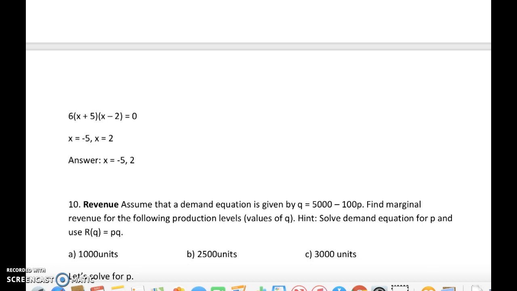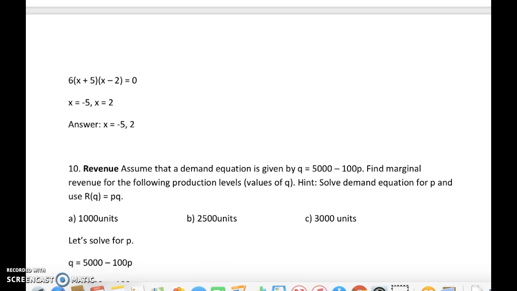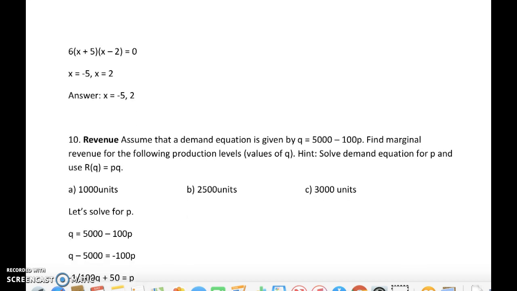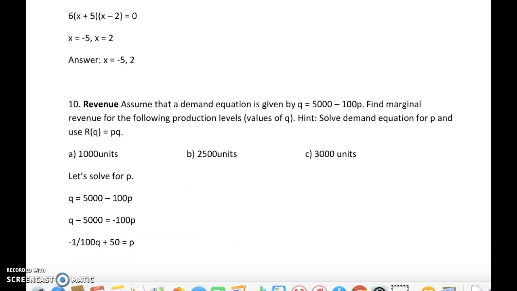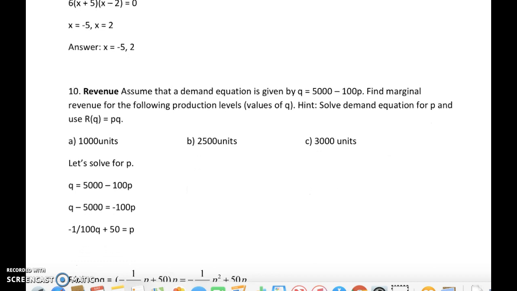So let's take this equation and solve it for P. If we have Q is equal to 5,000 minus 100p, we subtract 5,000 from both sides. And we have Q minus 5,000 is equal to negative 100p. Then divide by negative 100, and we have negative 1 over 100 Q plus 50, because 5,000 divided by 100 is 50, is equal to p.